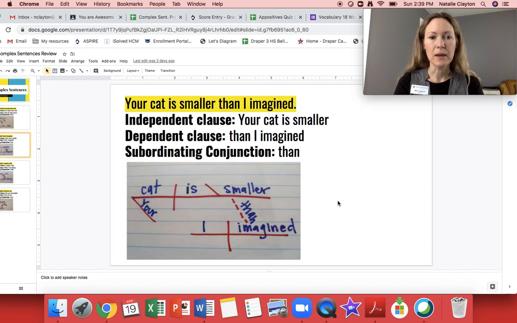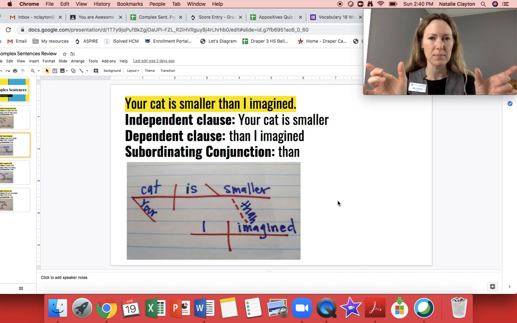Next sentence. Your cat is smaller than I imagined. So again, we're going to look at this. Do we have a subordinating conjunction? We do. It's than. If you didn't know the subordinating conjunctions very well, you could look at: your cat is smaller than I imagined. Well, we have subject-verb pairs: cat is, and I imagined. And so you would look at those and see kind of where these different clauses might be.